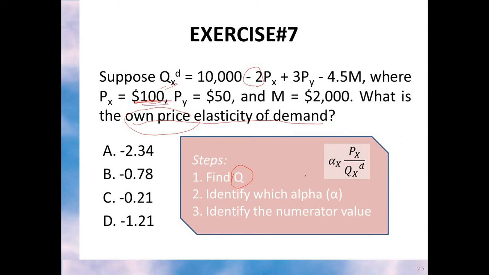After you identify all of this, you substitute all the values into this formula, and then you should get the answer. You should try, and you should get the answer negative 0.21. So try to calculate and make sure that you get this answer.